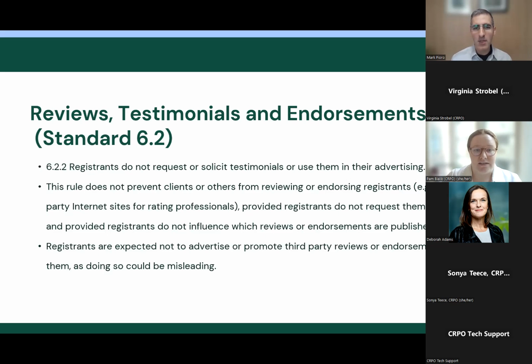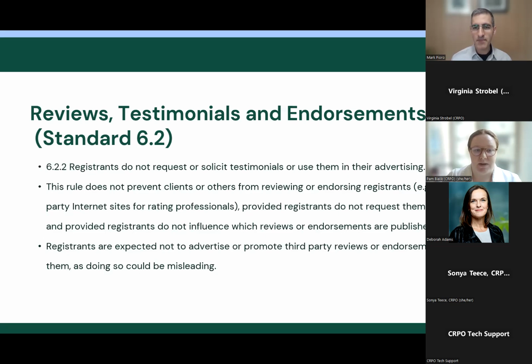First of all, clients are not prevented from reviewing or endorsing registrants, for example, on third-party internet sites for rating professionals, provided registrants do not request them to do so, and provided registrants do not influence which reviews or endorsements are published. That means something like Google reviews are not in violation of the standard, provided the registrant does not pressure clients to post, delete, or change reviews.